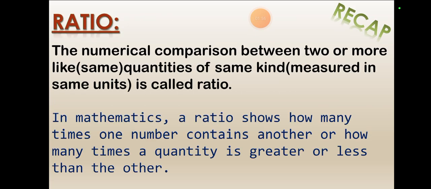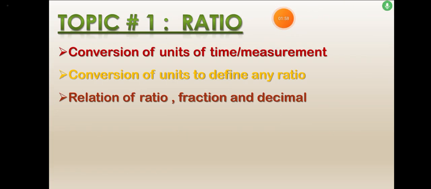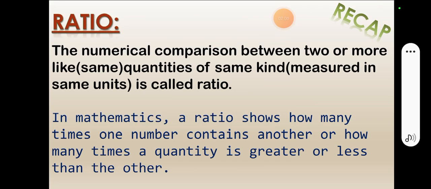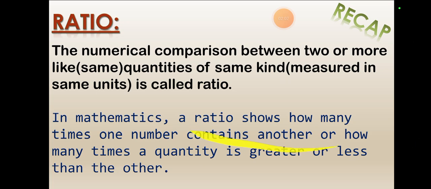Okay, so let's start our lecture. Ratio. This is a thing that we learned yesterday. At the recap it is written: the numerical comparison between two or more like quantities of the same kind or measured in the same units is called ratio. So for those who have not watched my previous video, I can tell you a bit that a ratio is the numerical comparison between two things.